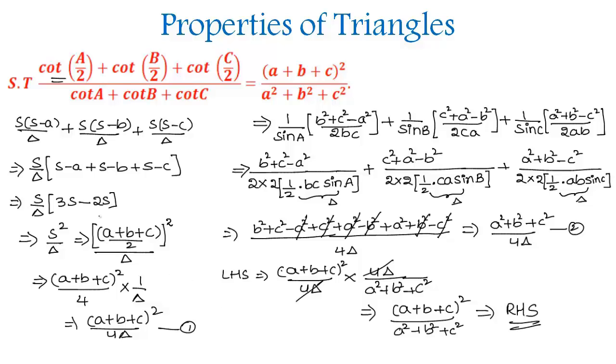And here in this example we used the formulas of cot A by 2, and then we used the cosine rule, and at last we used the formula to find the area of a triangle. So in this way we solve examples using different formulas under the concept properties of triangles. Hope you understood the concept.